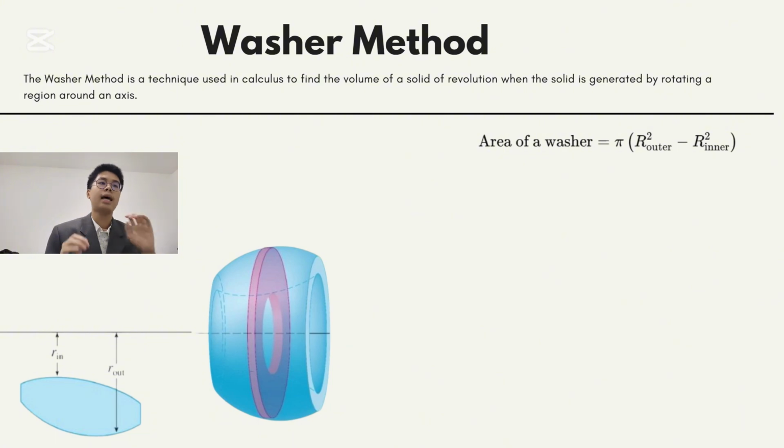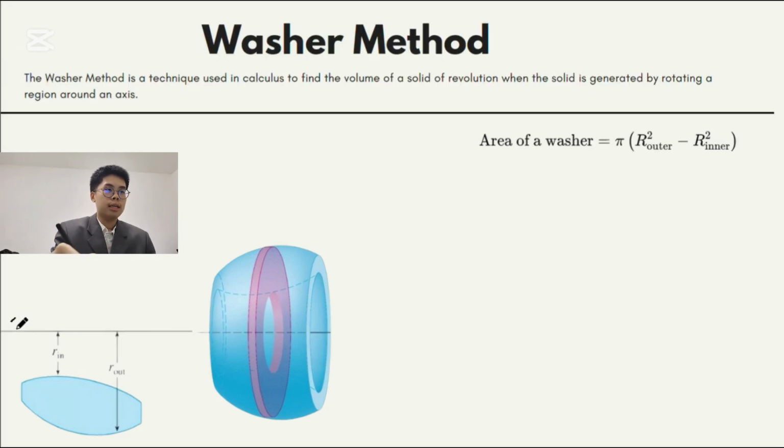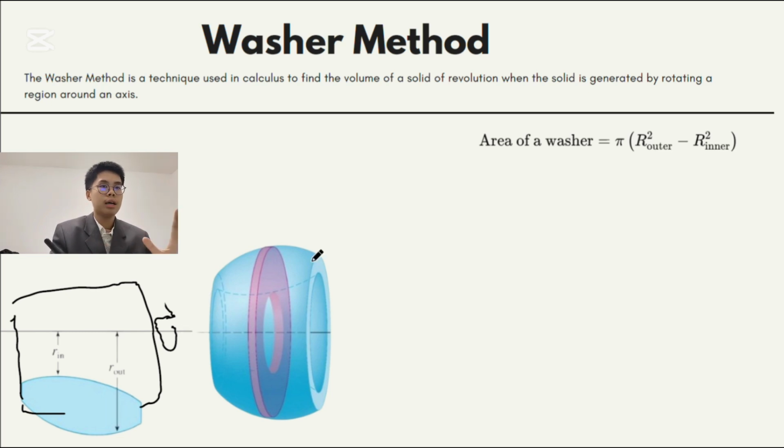Washer method. The washer method is a technique used in calculus to find the volume of a solid of revolution when the solid is generated by rotating a region around an axis. Take an example like this picture below. If we rotate this region around this axis, we will generate a solid of revolution.